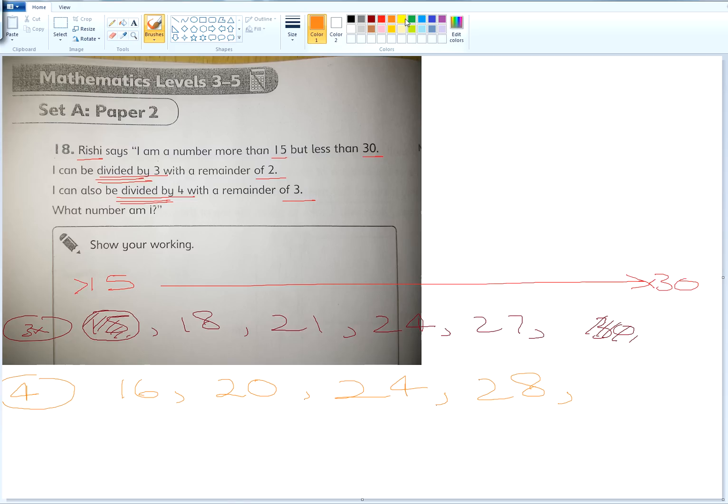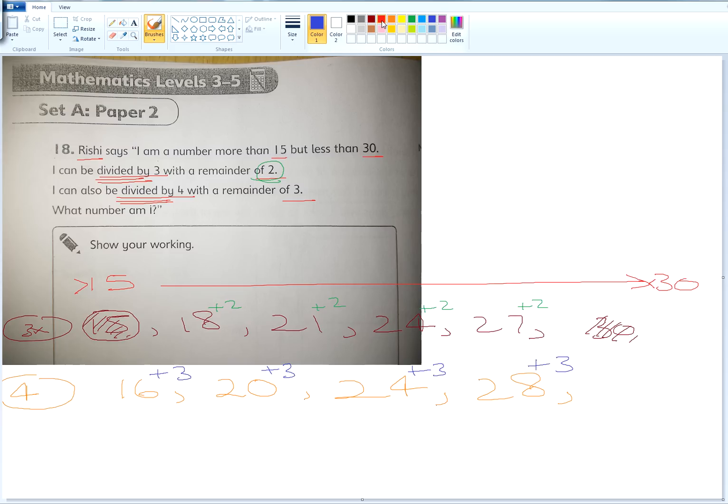Lovely. Now it says that when you divide it by 3, you will leave a remainder of 2. So that means it's in the 3 times table, but add 2 each time. So 18 add 2, 21 add 2, 24 add 2, 27 add 2. Okay, let's quickly do the next one. You can divide by 4, but you'll have a remainder of 3. That means it's in the 4 times table, but it's just 3 more. So 16 add 3, 20 add 3, 24 add 3, 28 add 3. So now we're looking for the same answers.